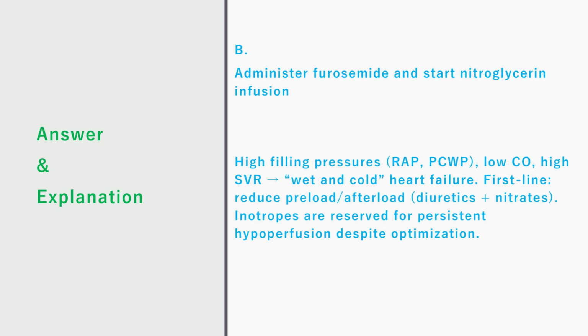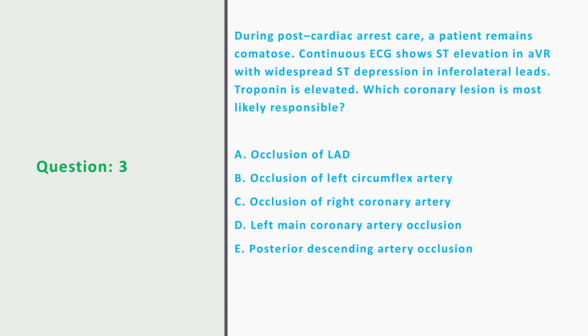Explanation. High filling pressures, low cardiac output, and high SVR suggest wet and cold heart failure. First line is to reduce preload and afterload, with diuretics plus nitrates. Inotropes are reserved for persistent hypoperfusion despite optimization.